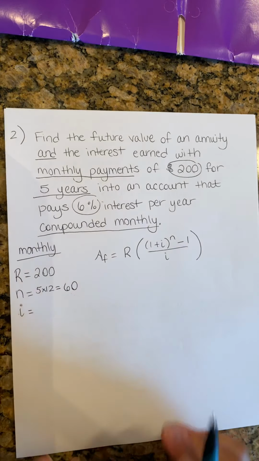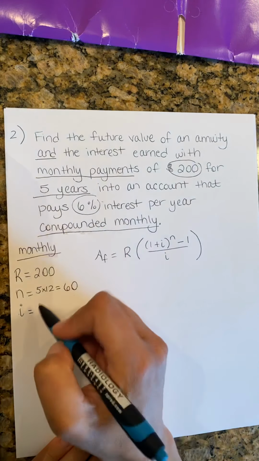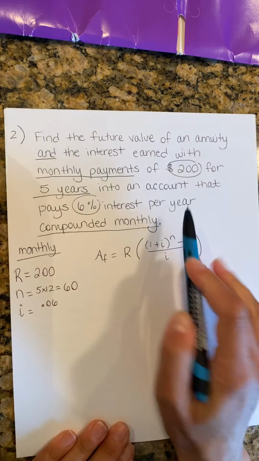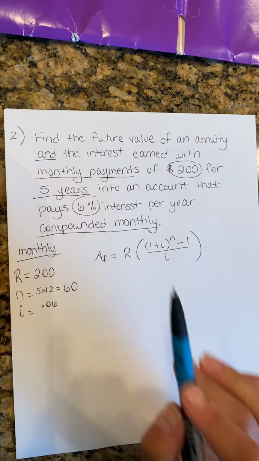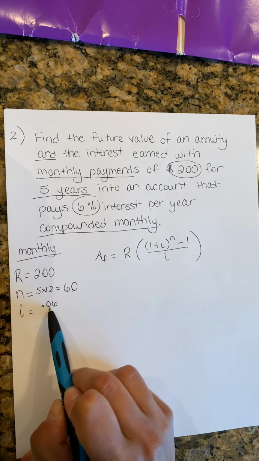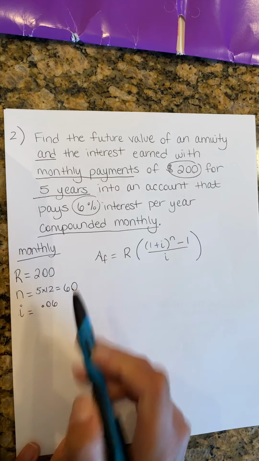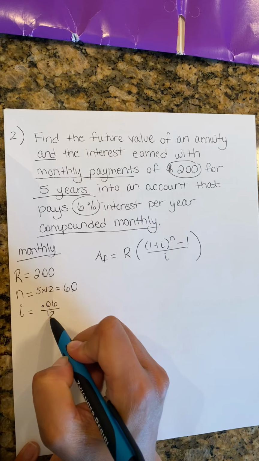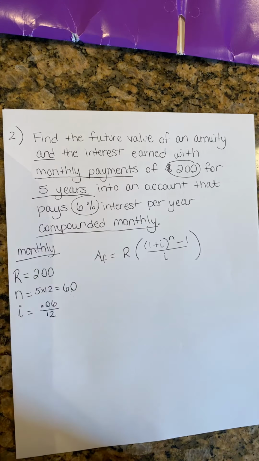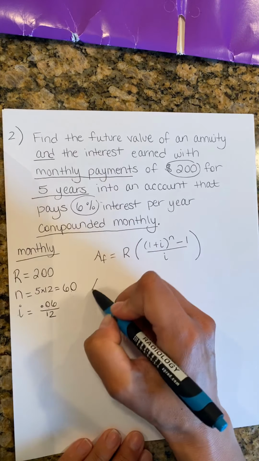So now all I need to do is make sure my interest rate matches. I'm paying 6%, so that's 0.06 per year, but it's compounded monthly, which means I need it to match. So if this is monthly, this is monthly. This 0.06 is yearly. So in order for it to match and become months, I need to divide it by 12 to make it monthly, because there are 12 months in a year. So now when I look at my numbers, monthly, everything matches up. Now I can plug it in.